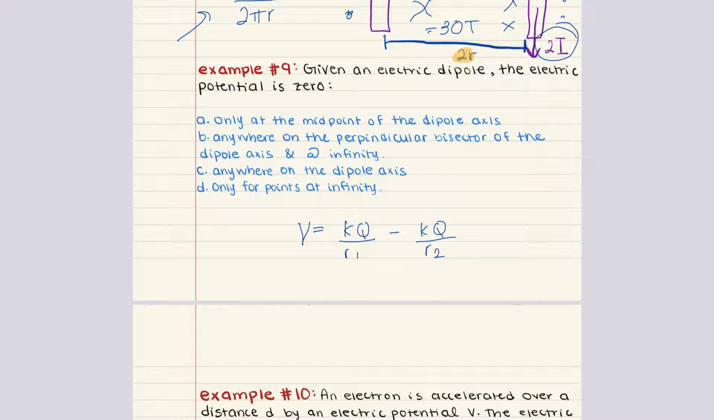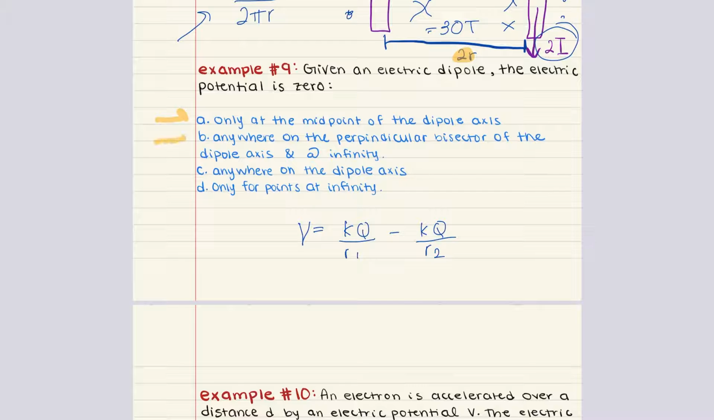Keeping that in mind, let's work through each of our answer choices. A says only at the midpoint of the dipole axis. Now, the midpoint of the dipole axis is exactly halfway between the two charges. While it might seem that the potential could be zero here due to symmetry, that is not correct. At this point, the potential due to both charges has the same magnitude but opposite sign, and the net potential is not zero because it's closer to the negative charge, making it negative overall. So here, answer choice A is not correct.